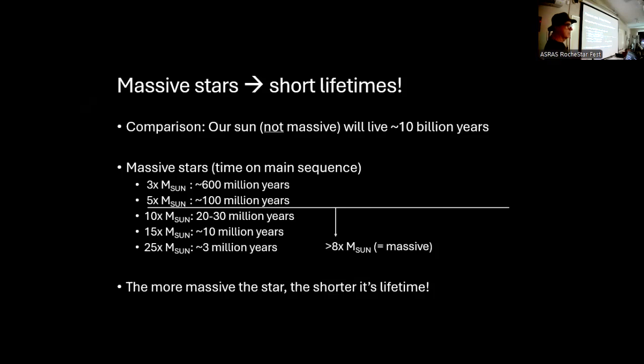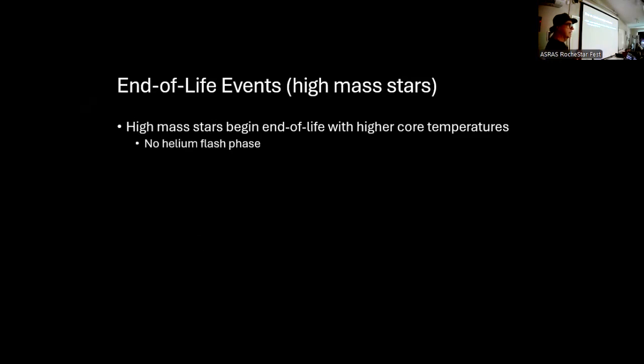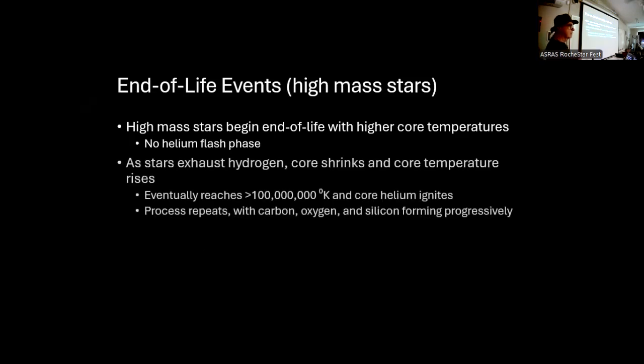Again, this is the divider between massive and not massive. So high mass stars begin the end of life with higher core temperatures than the lower mass stars, so they don't undergo this helium flash phase. As stars exhaust hydrogen, the core shrinks. Again, core temperature rises, but the star expands, so luminosity increases. Core helium ignites again at around 100 million degrees Kelvin, and this process repeats itself because the star is massive enough to continue this process.